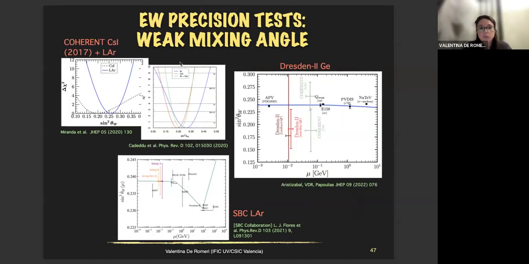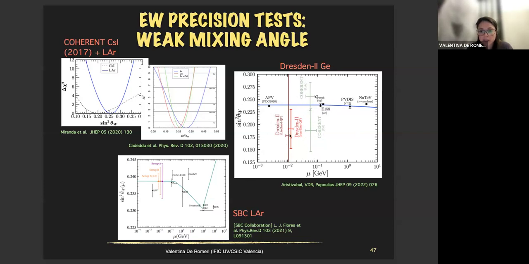So since the very first observation of CEvNS by COHERENT in 2017, people have already analyzed the CEvNS results to extract the best fit value of the weak mixing angle together with its uncertainty, like in these two publications here. In this figure on the right, I'm showing the running of the weak mixing angle as a function of the energy scale. So the blue line corresponds to the expected RGE running, and the green points with the error bars correspond to the extracted value from the analysis of COHERENT liquid argon or cesium iodide data.